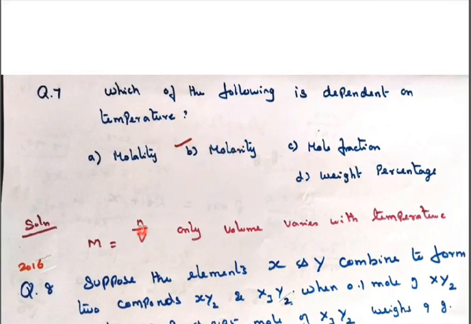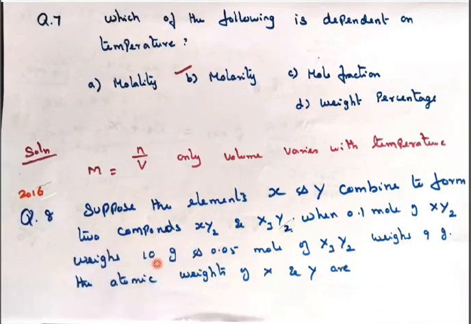Molarity is equal to N by V, and only volume varies as the temperature varies. So it is only molarity. The others are independent of temperature: molality, mole fraction, and weight percentage are independent of temperature. Molarity alone is dependent on temperature because only this contains the volume.